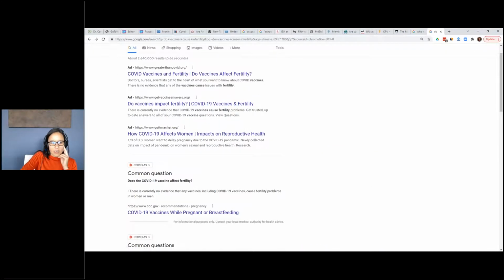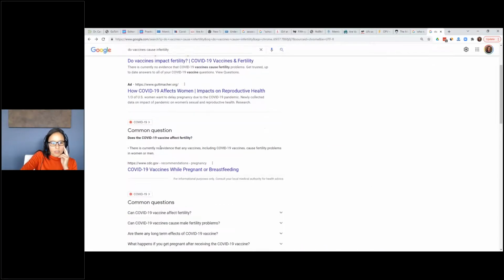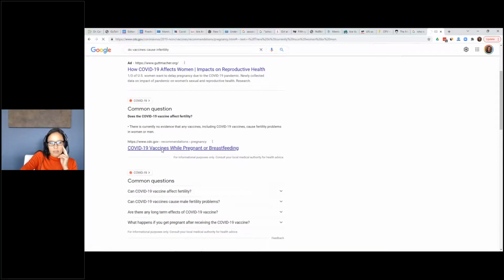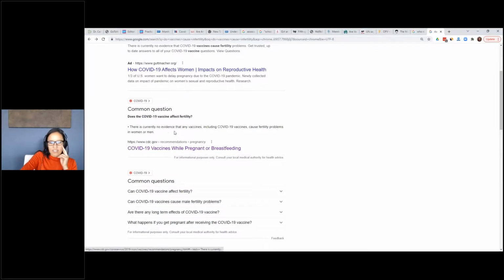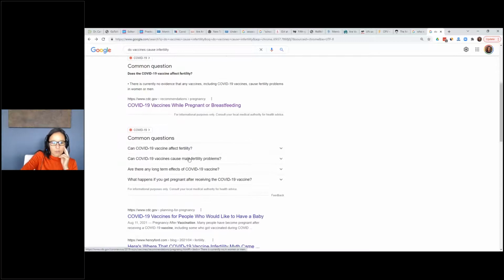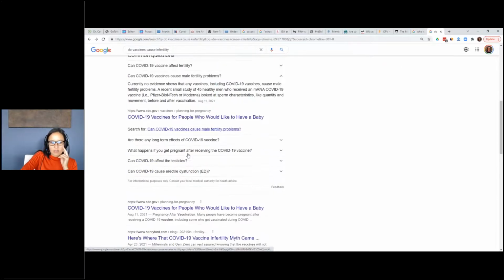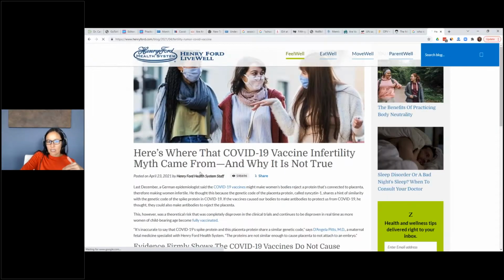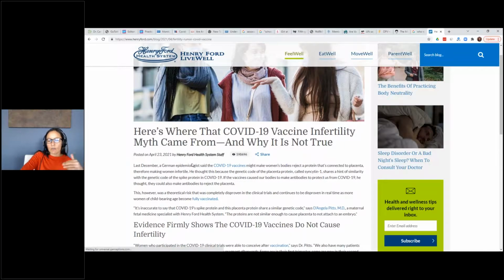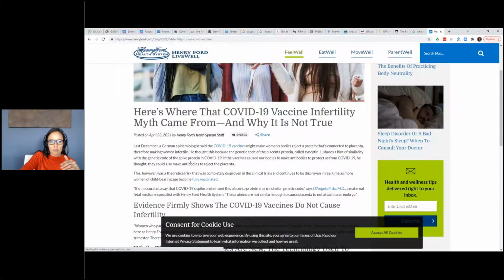Okay. And then we've got the CDC. There's currently no evidence that any vaccines, including COVID-19 vaccines, cause fertility problems in women and men. So more information from the CDC, and henryford.com. It says, well, here's where that COVID-19 vaccine infertility myth came from. And this is the Henry Ford health system, so it's a hospital system in the Midwest.